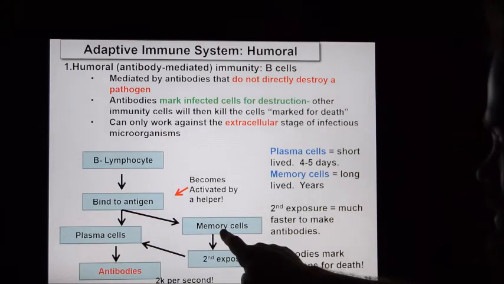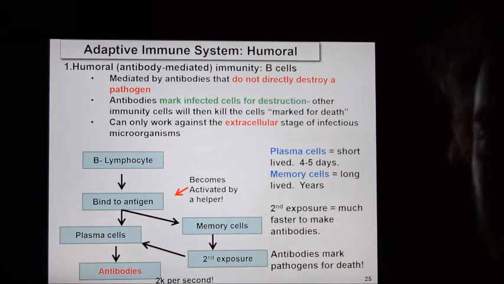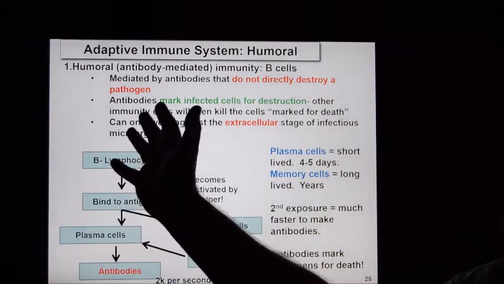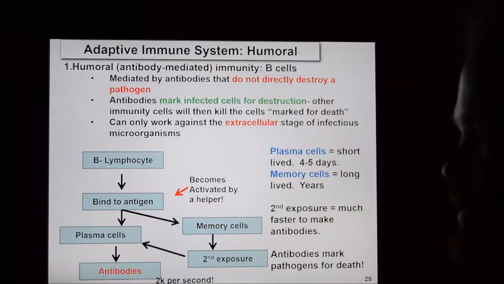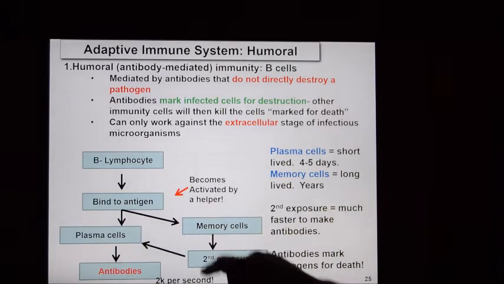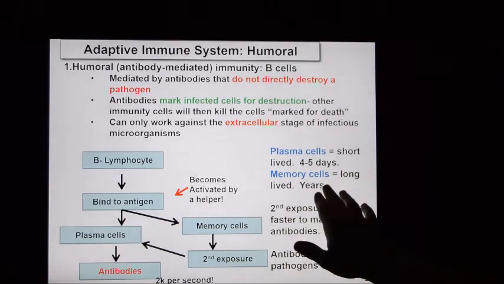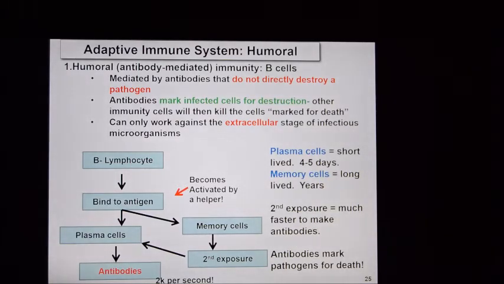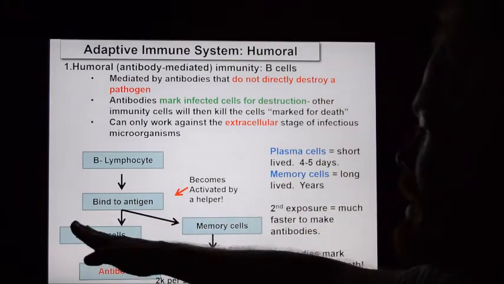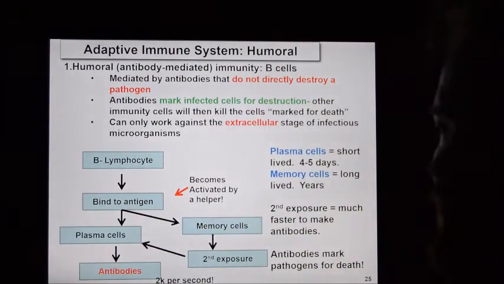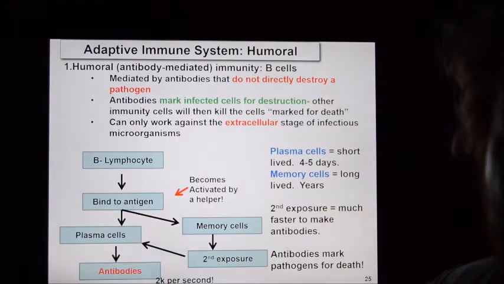The memory cells will stay around for years and years. The plasma cells all die off basically when the crisis is averted. So why do the memory cells remain? The memory cells live for years, and if you're ever re-exposed to that same pathogen, the memory cells immediately become plasma cells and start cranking out antibodies, shortchanging all the rest of this.